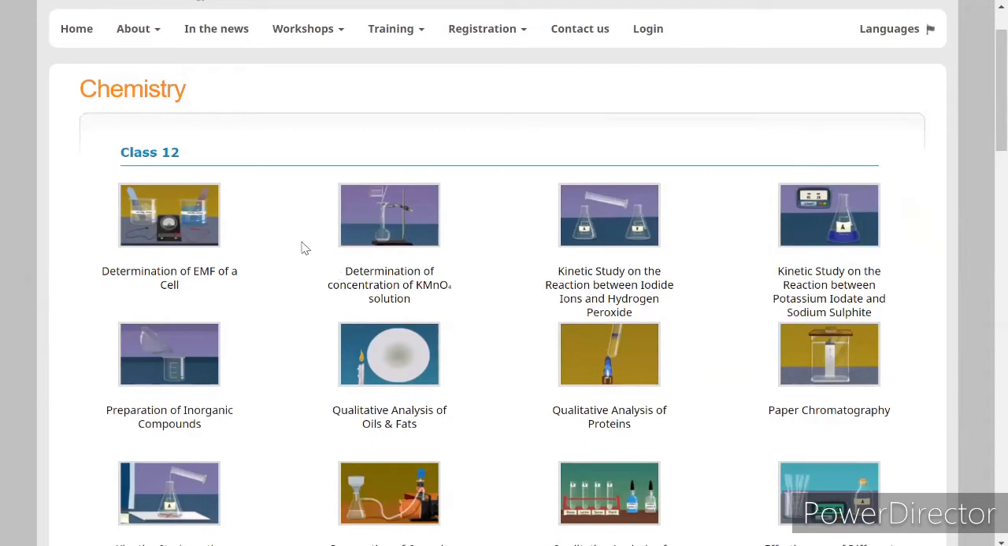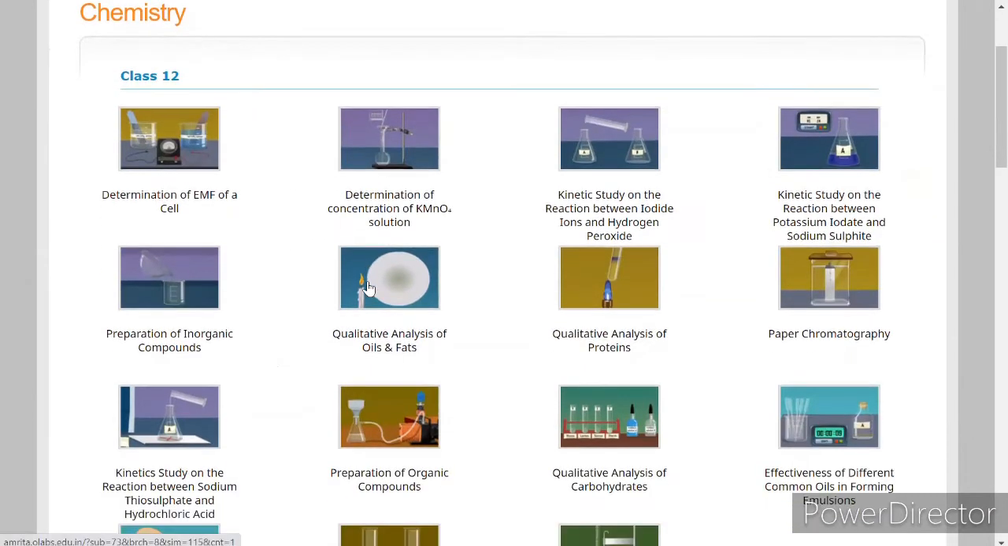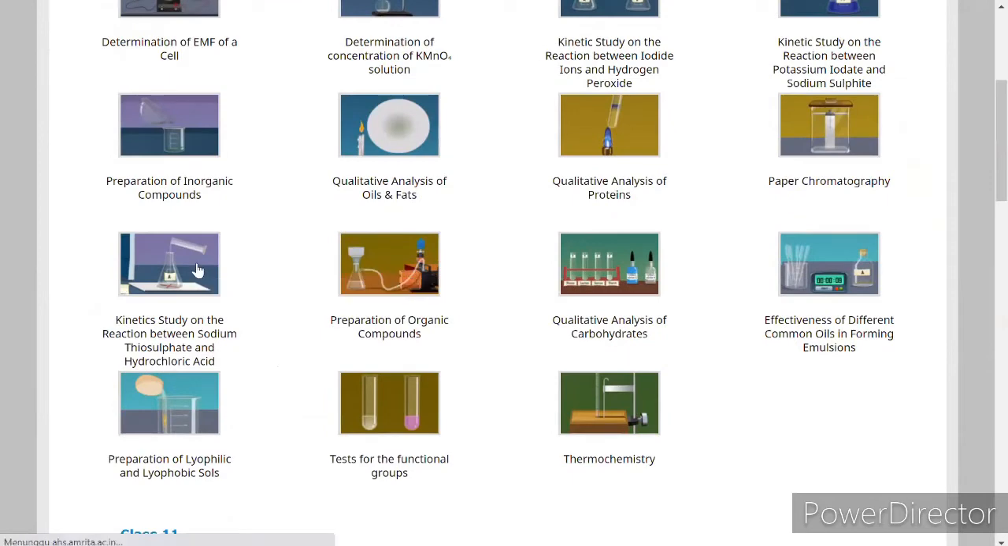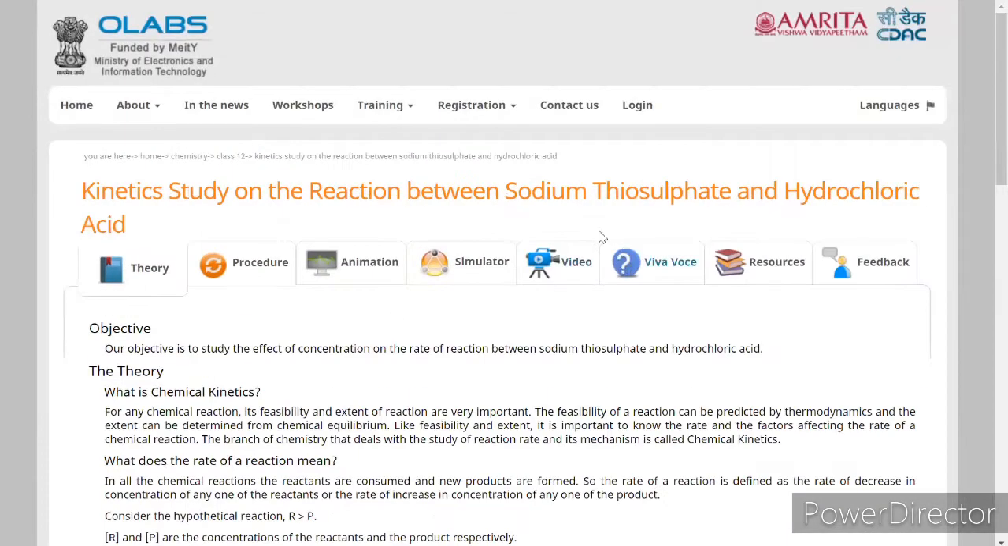So, related with reaction rate, we are going to choose kinetic study on the reaction between sodium thiosulfate and hydrochloric acid. This is the appearance of the material, and these are the components: theory, procedure, animation, simulator, video, viva-voce, resource, and feedback. Before we do the simulation, we should understand the material by knowing the theory.